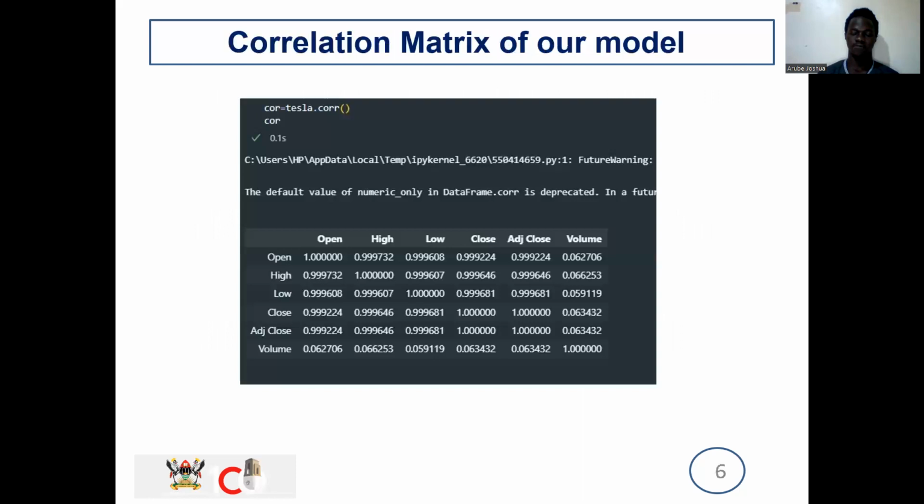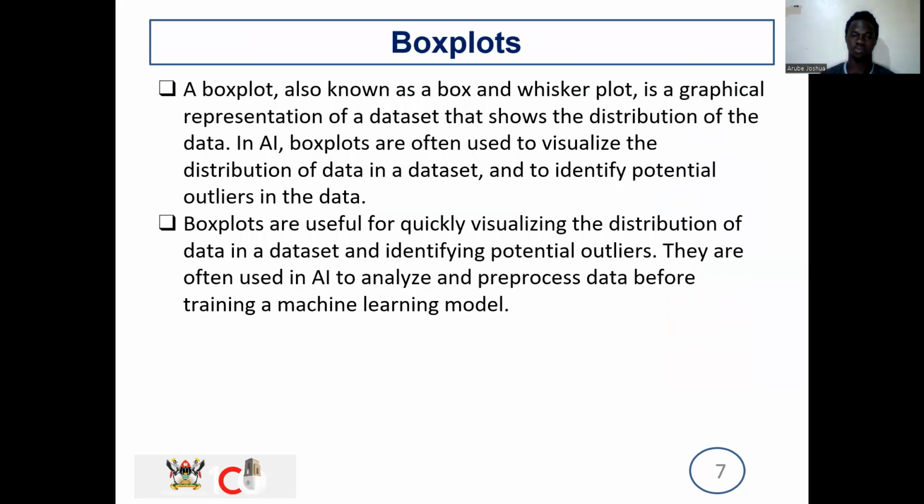For our data set, we were able to obtain the following correlation matrix, whereby open and open correlation is very high, and high and open correlation is also high. It's a high positive because we can see it's 0.9, open is 1. So the correlation between the features was very high, except when it came to volume.